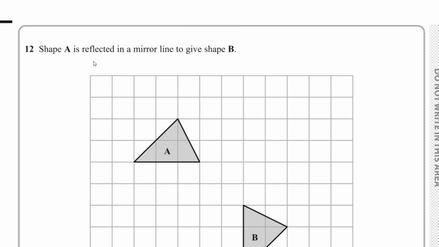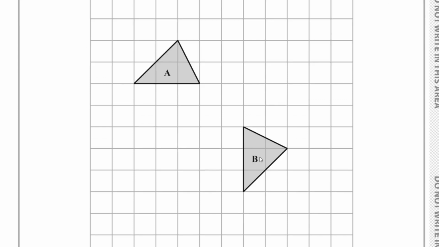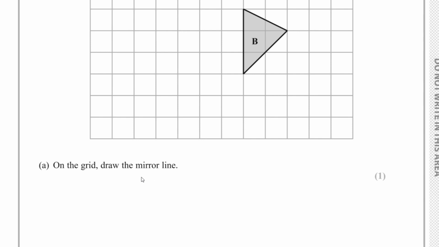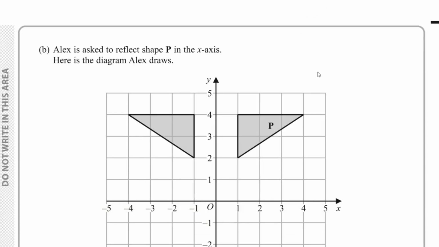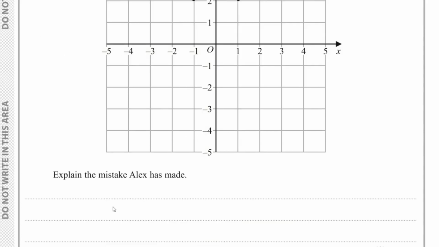Question 12. Shape A is reflected in a mirror line to give shape B, and that's what we see here. Part A, on the grid, draw the mirror line. Here is that mirror line. Part B, Alex is asked to reflect shape P in the x-axis. Here is the diagram Alex draws. We have to explain the mistake Alex has made.